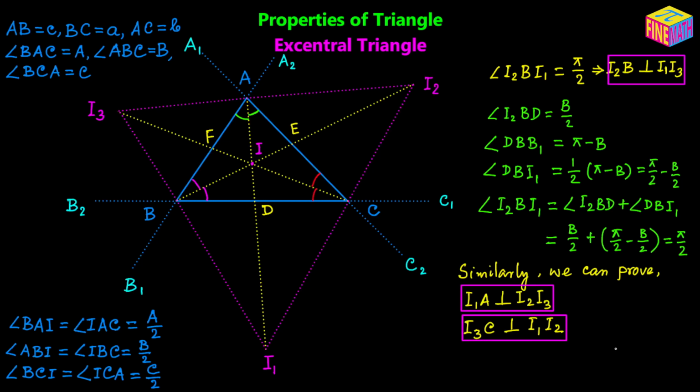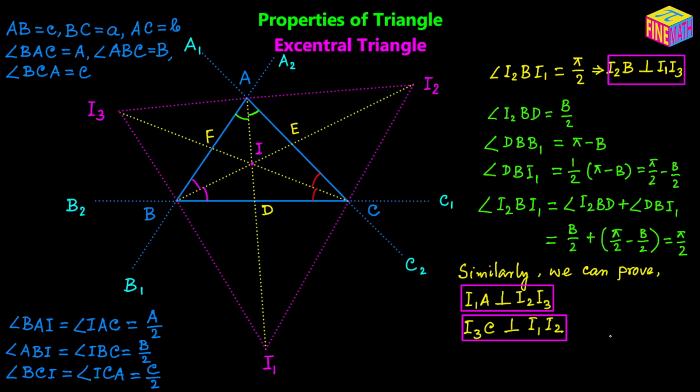So from here we can see that each of these original internal angle bisectors, the extended ones, right, they are actually altitudes of the excentral triangle. So then the point of intersection of the three interior angle bisectors of the original triangle, which intersected at point I, is the same point through which the altitudes of the excentral triangle are passing, right? So that point, being an incenter of the original triangle, is acting as an orthocenter of the excentral triangle because the same point is also the point of intersection of the altitudes of the excentral triangle.